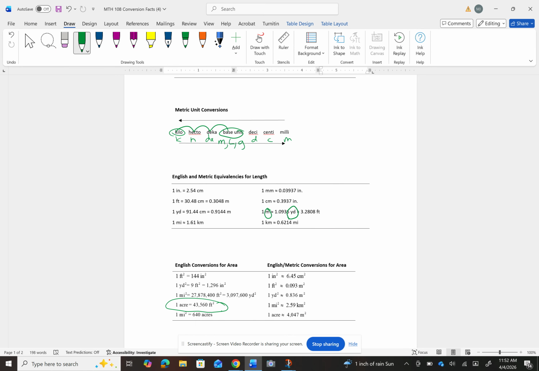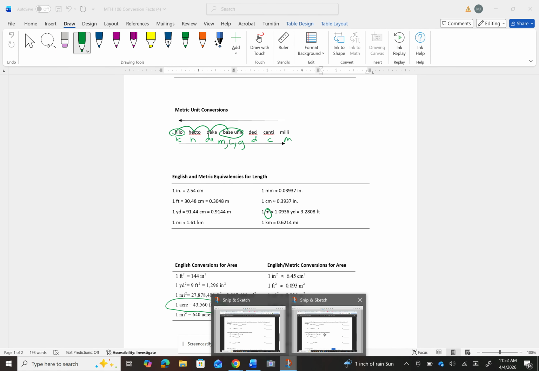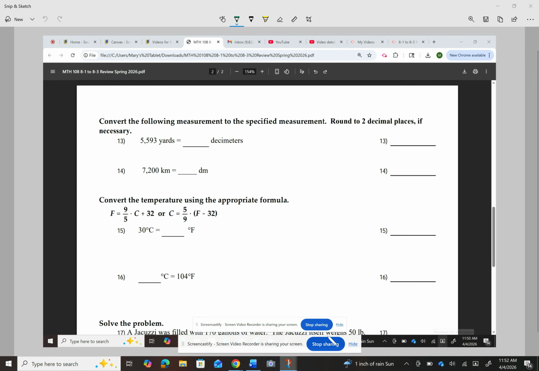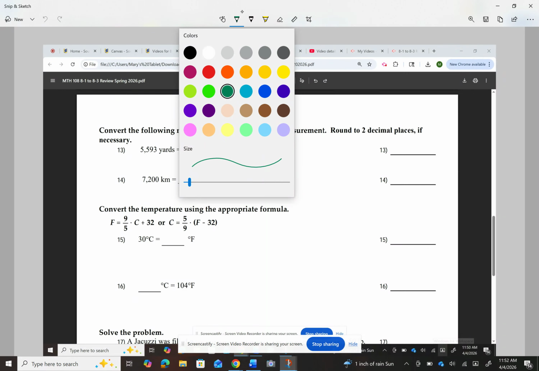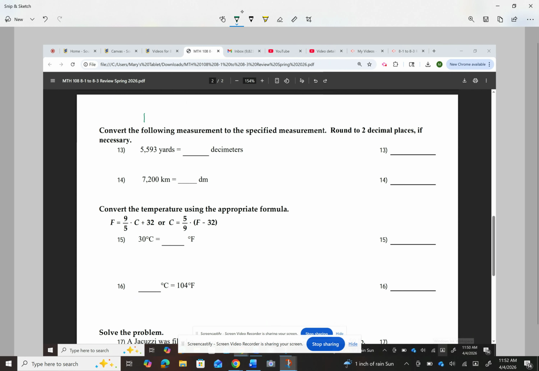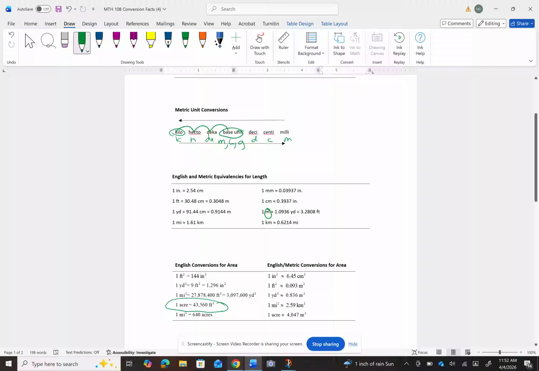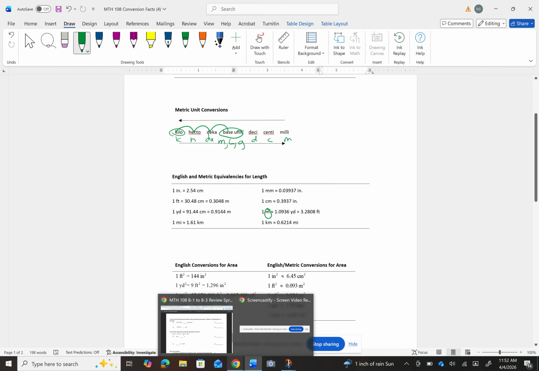So 1.0936. All right, 1.0936. Let me just jot that down. Am I in here? Yeah. So 1.0936, and that was yards, equals 1 meter. Okay, so I'm going to double check that I copied that right. 1.0936 yards equals 1 meter.